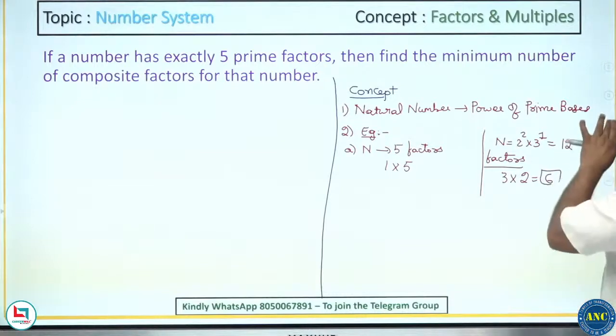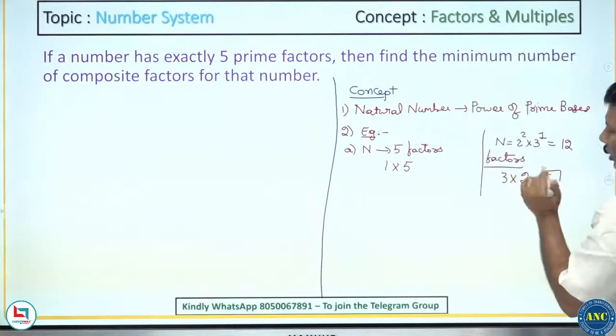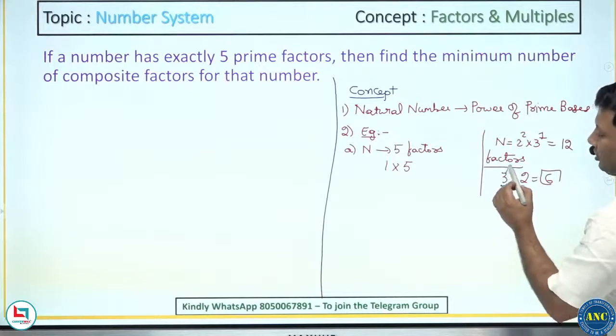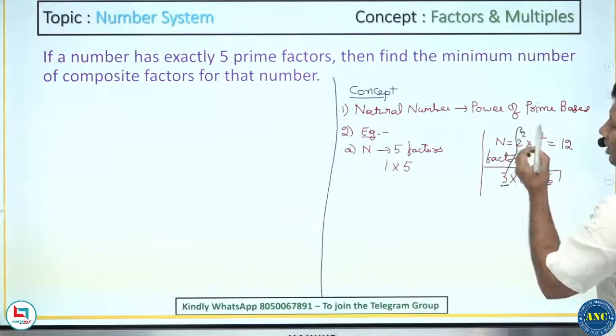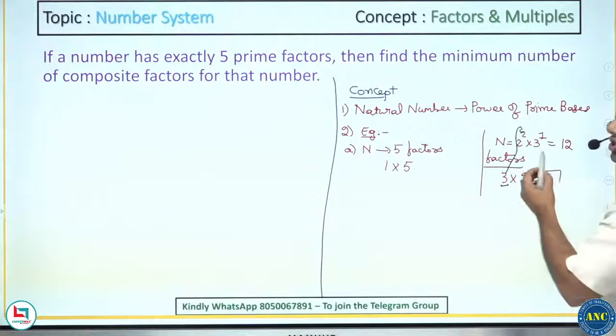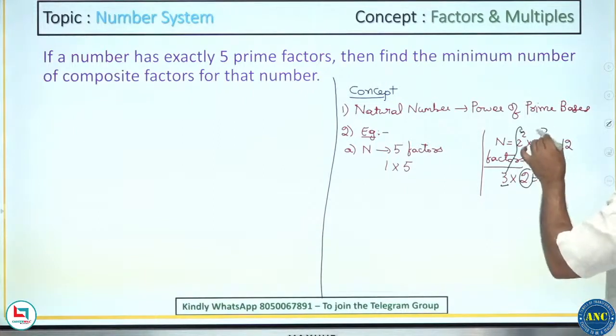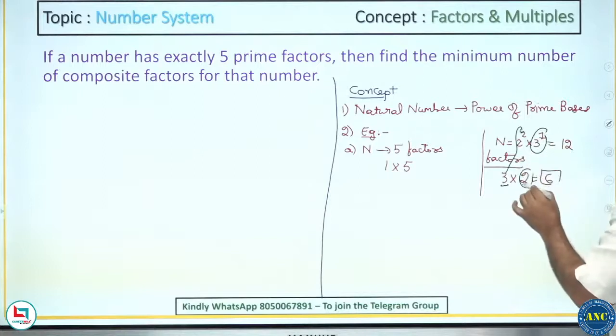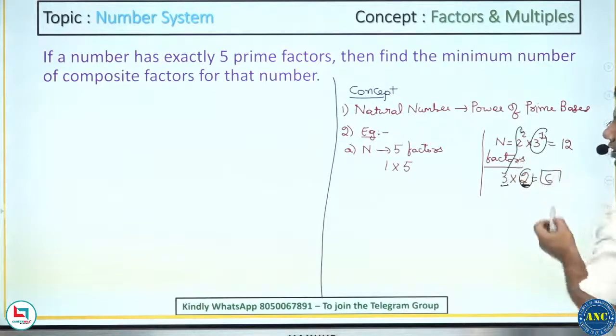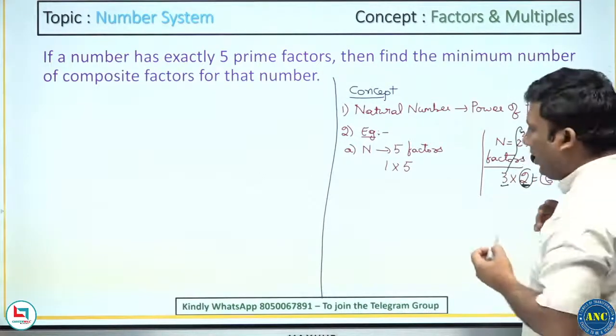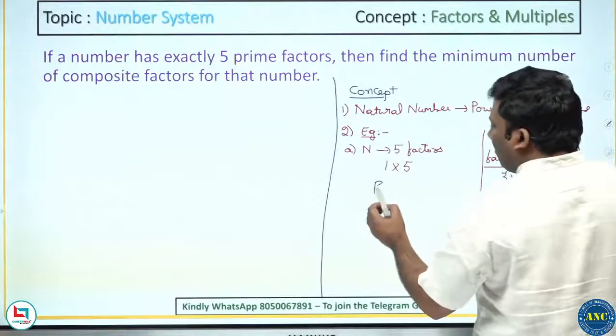Listen carefully to this idea. If the factors contain 3, what is the power? Power is nothing but 2. 0 to 2, there are 3. Here, if it is 2, 0 to 1, it is 2. That means in the factors, if it is 2, power should be 1. If it is 3, power should be 2. Yes or no? If it is 1, power should be 0.